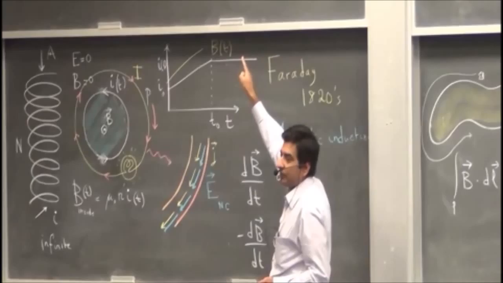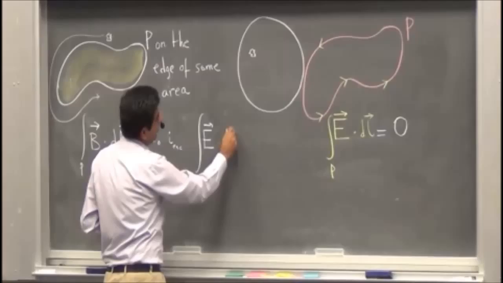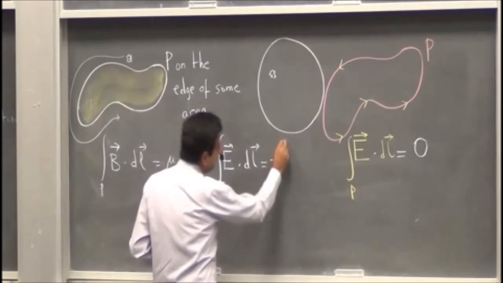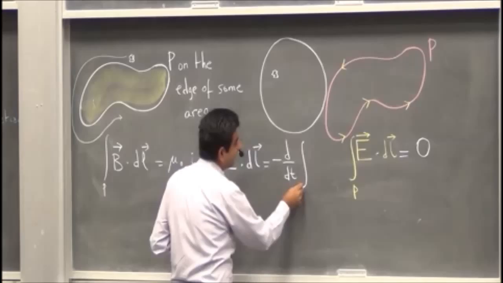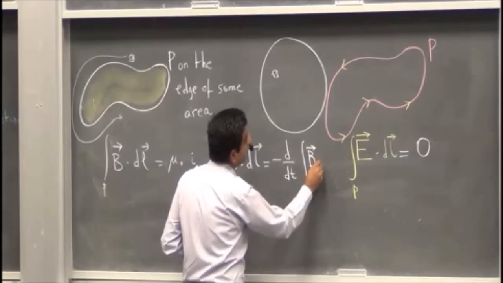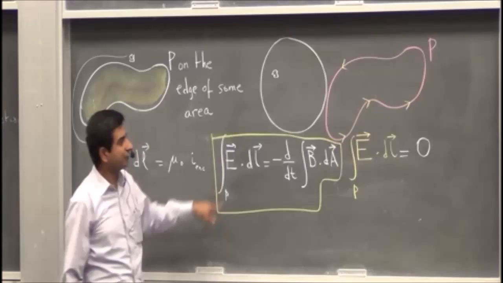This is our partial version of the law that we've written at number 3. But this law changes. We have to correct it when there are time-varying magnetic fields. And the correction goes as follows: E dot DL over this path P equals minus d by dt of an integral. And what is that integral? That is B dotted with dA.